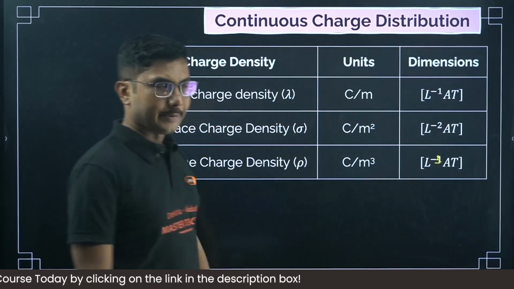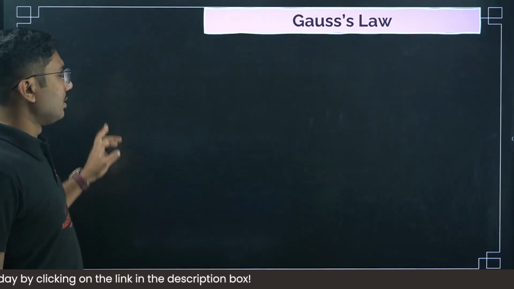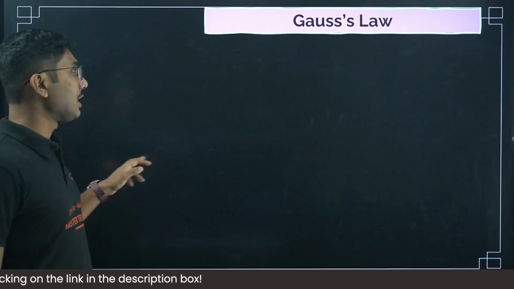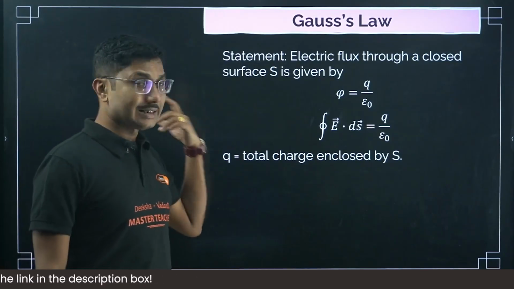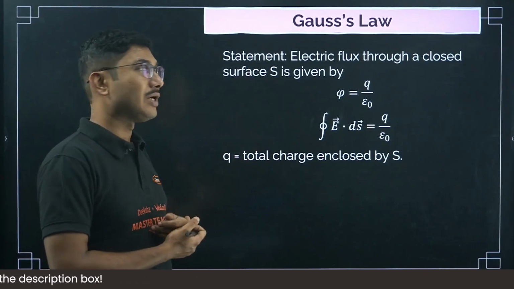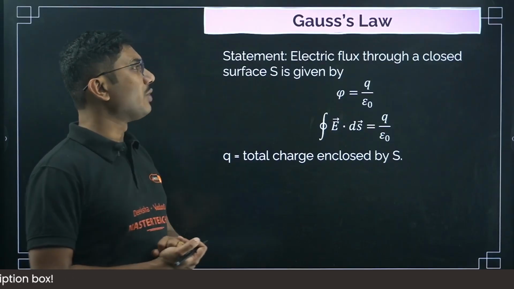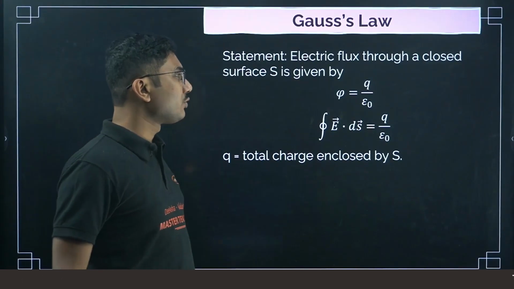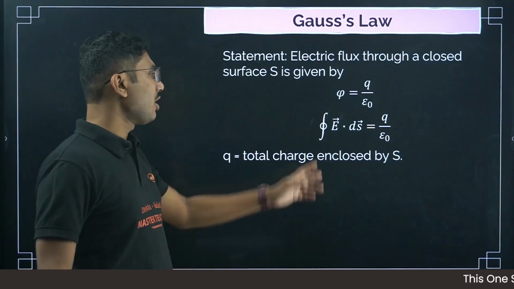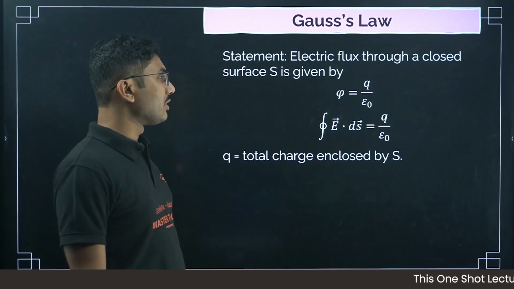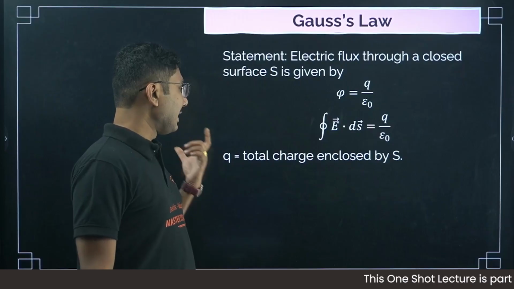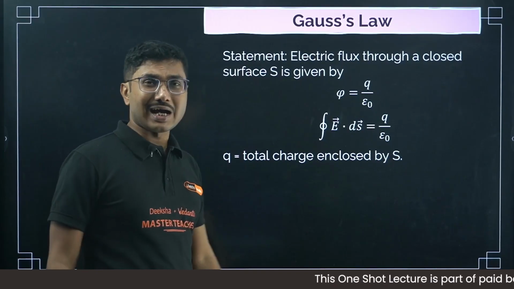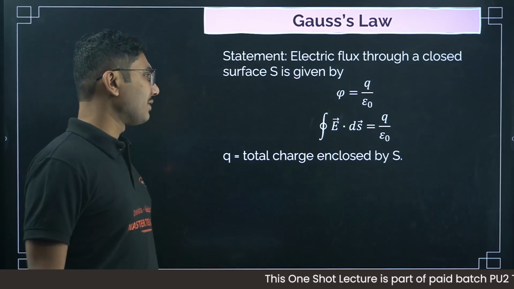Now, Gauss's law, another very important concept. Gauss's law is about the electric flux that we have learned. The electric flux through a closed surface S is given by sigma equals Q by epsilon naught, or integral of E dot dS equals Q by epsilon naught. Here Q is the total charge enclosed by surface S.